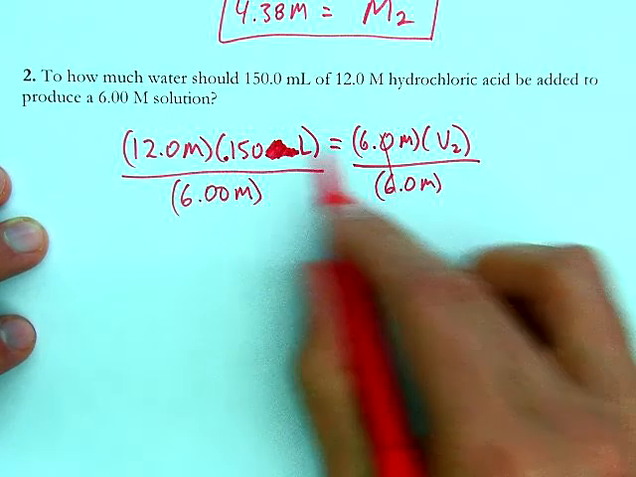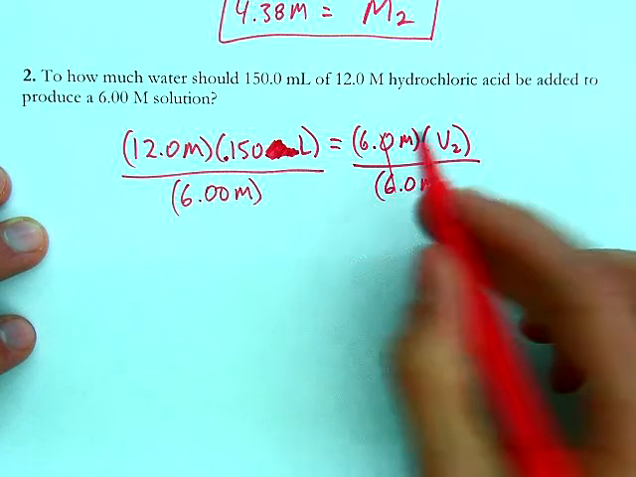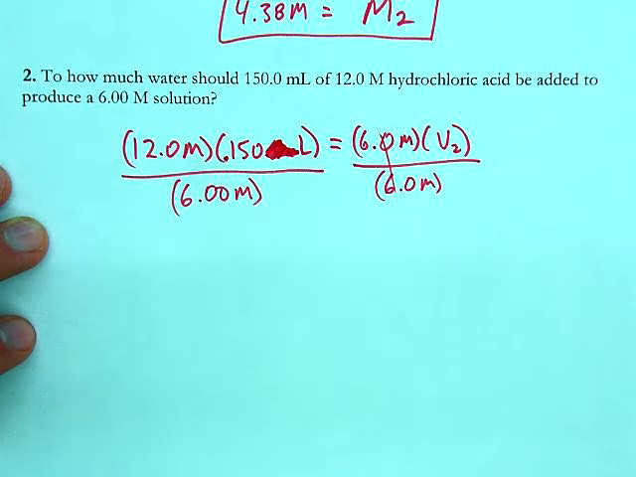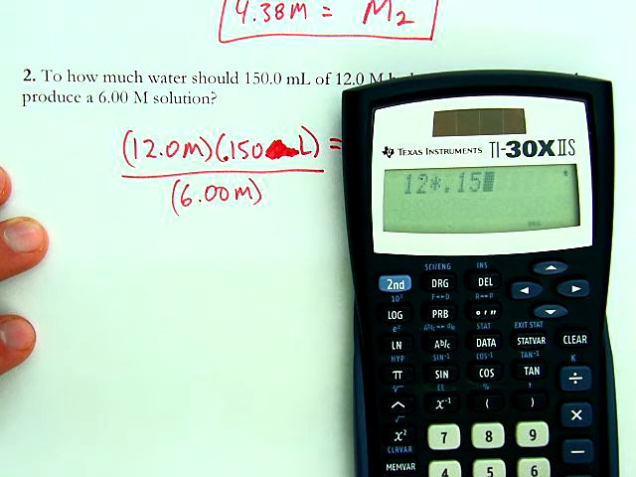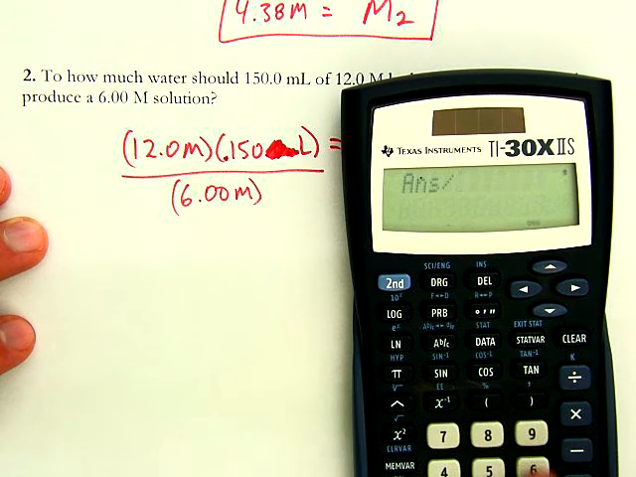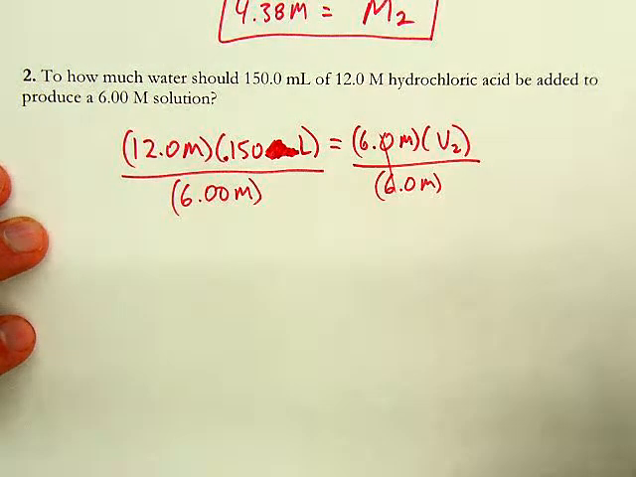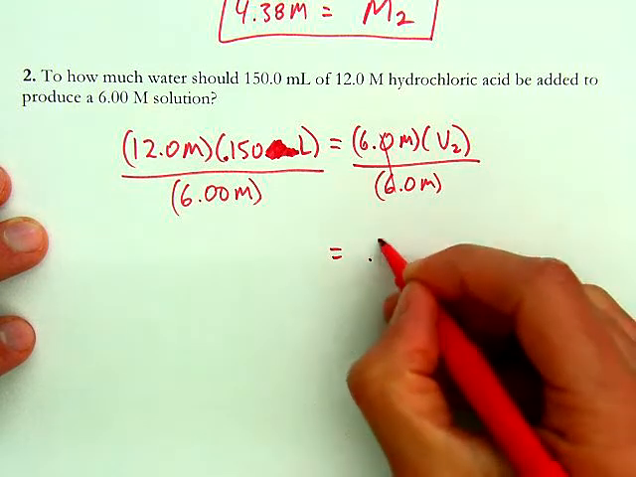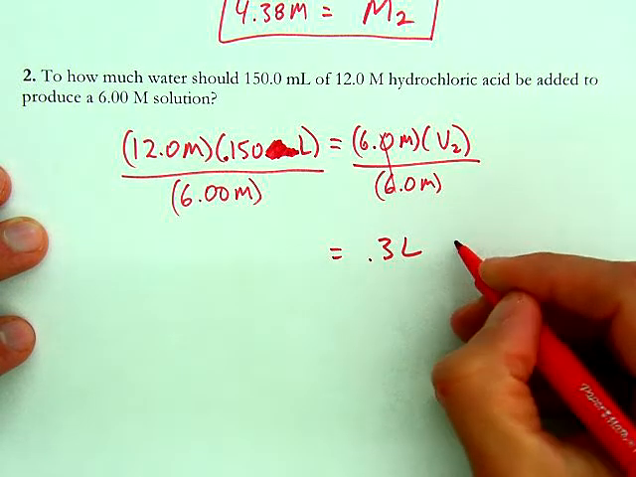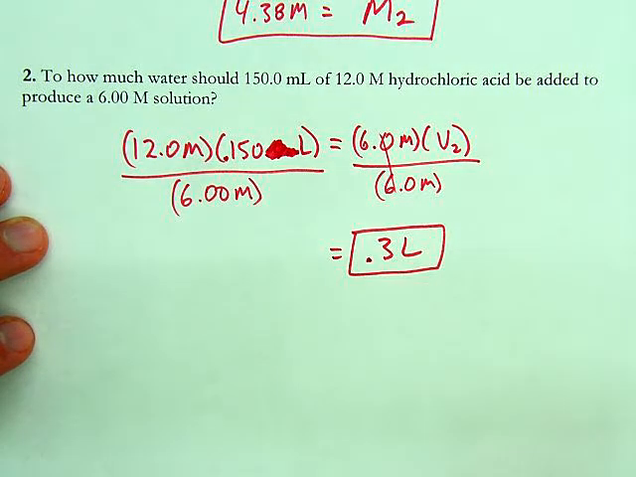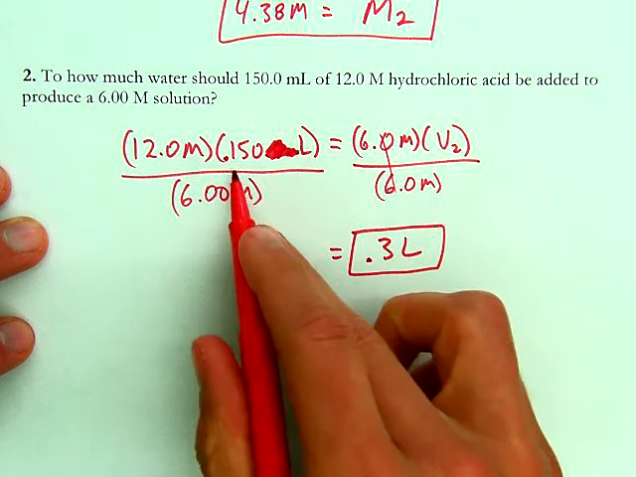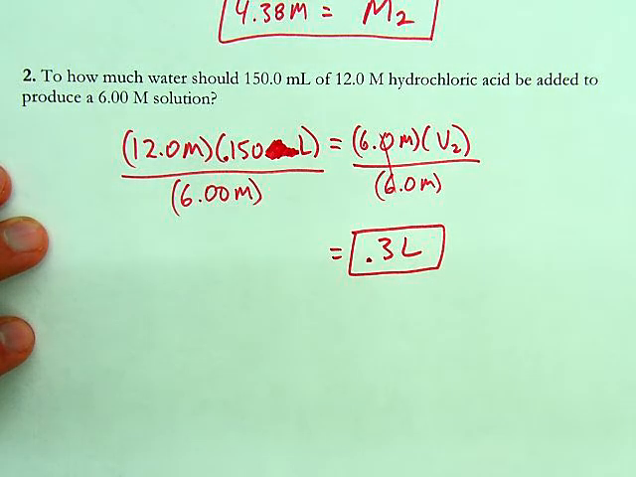So if the molarity is getting split in half, that means that the volume is going to double, right? And, of course, we could plug that in here. 12 times 0.15 is some number divided by 6, right? That is 0.3 liters. That's our ending volume, which makes sense, right? 0.3 liters is twice what we started at.